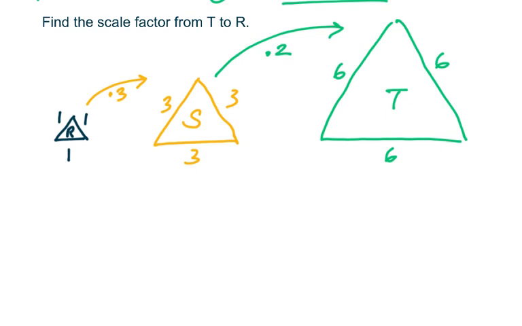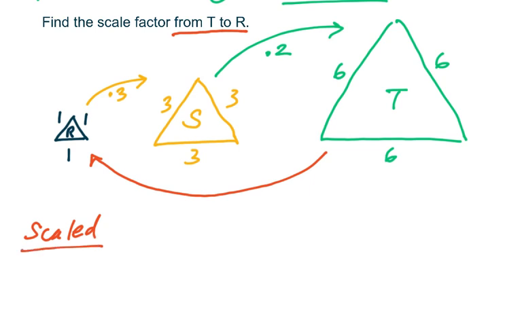So the problem, now that I have my side lengths, asks me to find the scale factor from T to R. So I'm going from triangle T to triangle R. To do this, I need to set up a ratio, and I'm going to have the scaled length over the original length. I can choose any side of the triangle, it's fine.